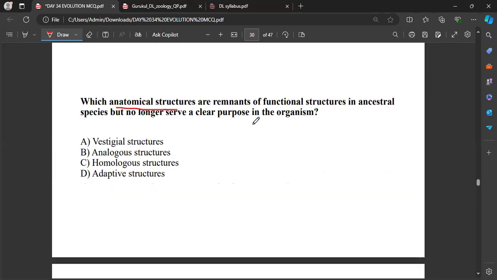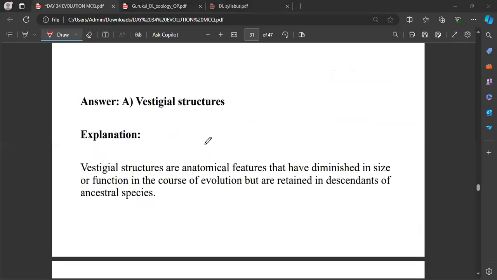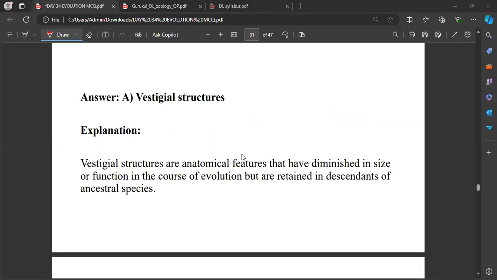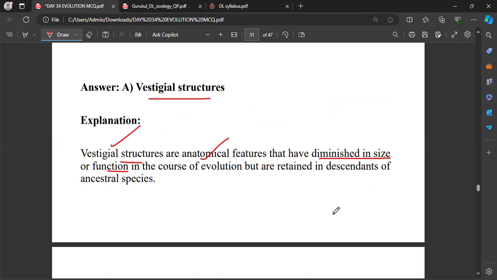Now, which anatomical structures are remnants of functional structures in ancestral species but no longer serve a clear purpose in the organisms? And what is the name of the structure? Good, very good. That will be the vestigial structures. That is an anatomical feature that diminished in size or function, and after some time it lost its importance, and those structures are called vestigial structures.